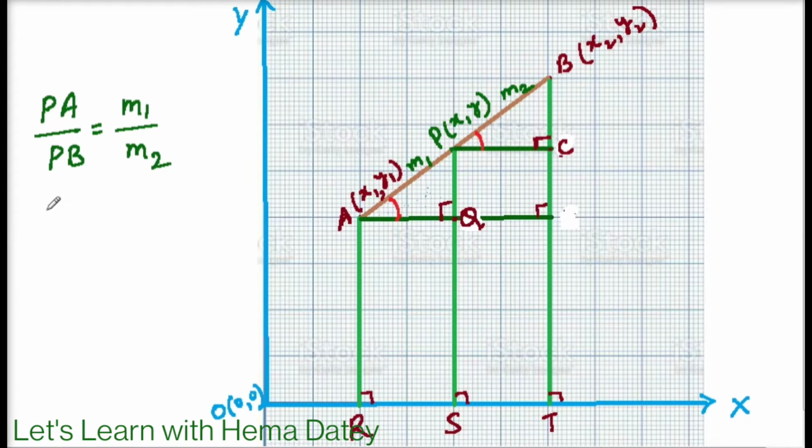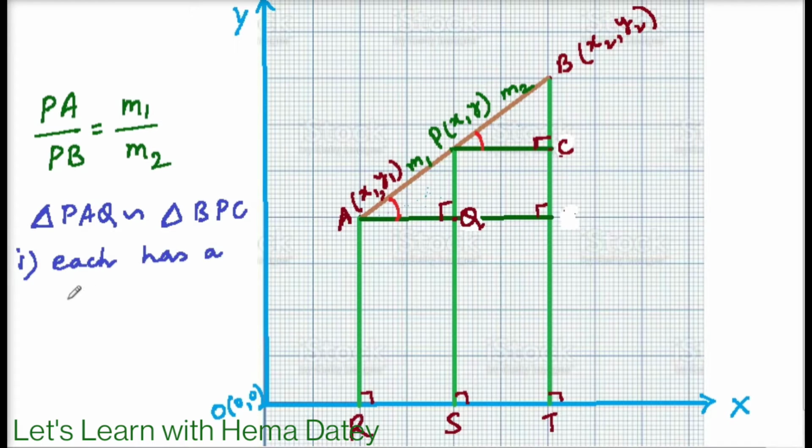We can see two triangles here, PAQ and BPC, and both the triangles are similar. Triangle PAQ is similar to triangle BPC. Let's find out why they are similar. We can see in both the triangles there is one right angle. So we can write each has a right angle. In triangle PAQ, angle Q is 90 degree and in triangle BPC, angle C is 90 degree.